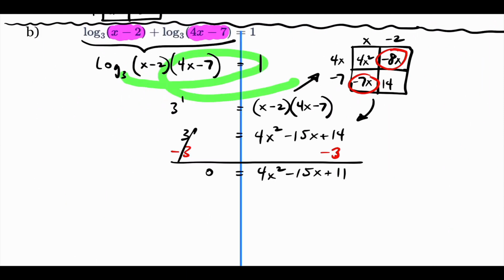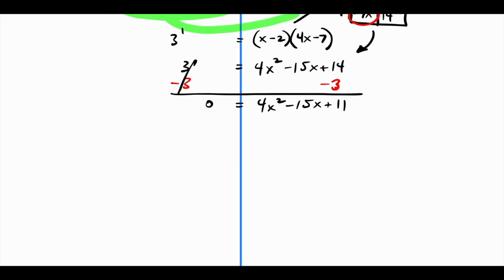Okay, so I didn't finish, but I combined the logs using product property. So x minus 2 times 4x minus 7. Use the loop trick. And then I had to multiply. Since it was multiplication, I have to multiply these two guys. It's a binomial times a binomial, so I use the multiplication box. Set it equal to 0.